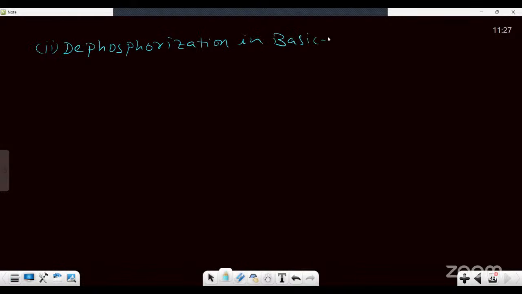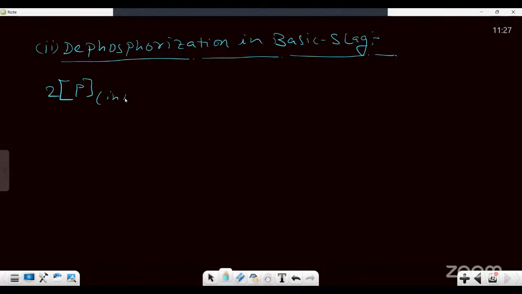Dephosphorization in basic slag. Now let us see phosphorus in metal.